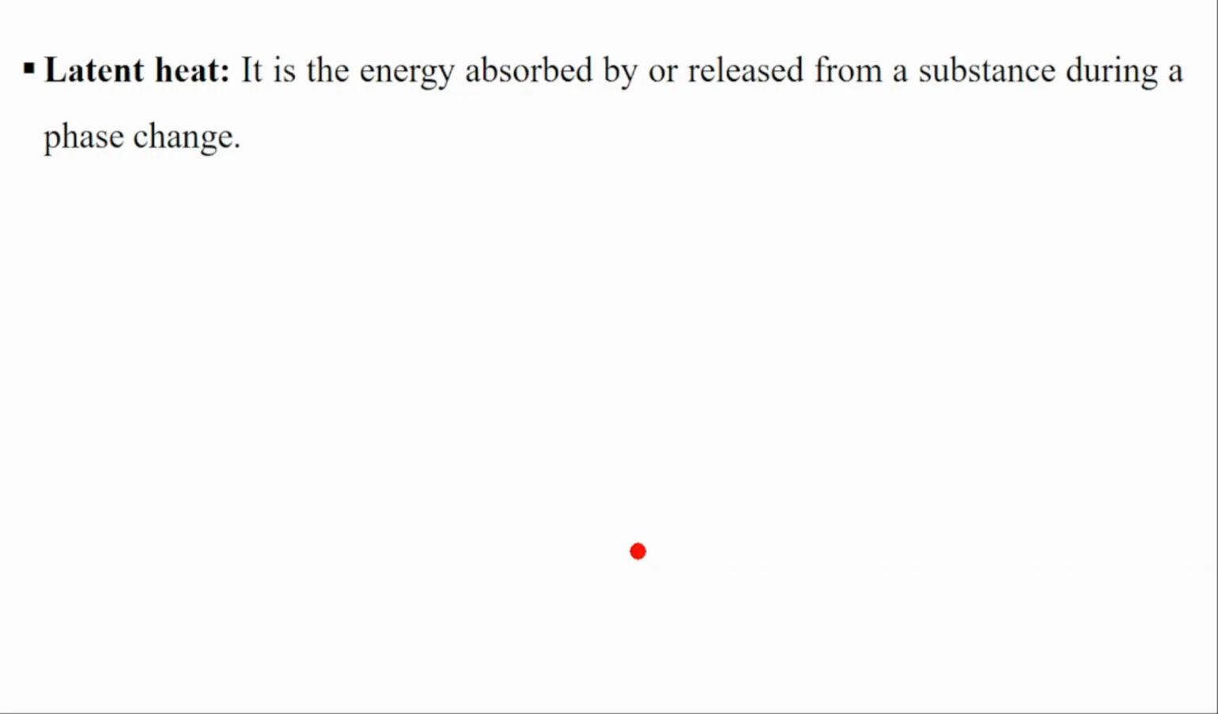Let's see what latent heat is. Latent heat changes the phase of the substance. It is the energy absorbed or released from a substance during a phase change. For latent heat, you have a phase change, but for sensible heat, it's only an increase in temperature without a phase change.